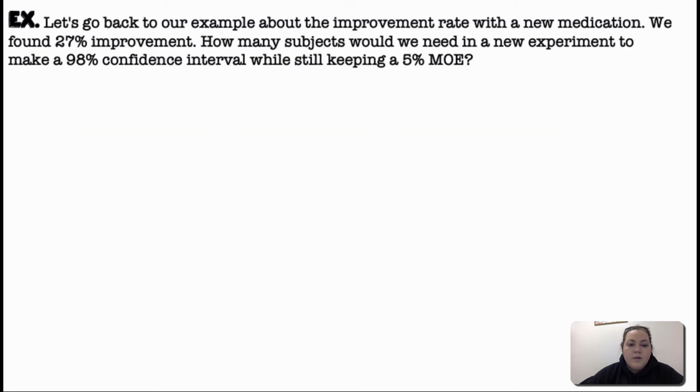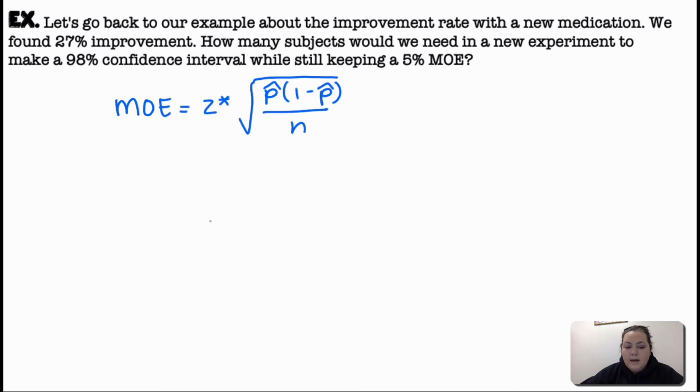All right, so let's go back to our example about improvement rates with a new medication. We found 27% improvement. How many subjects would we need in a new experiment to make a 98% confidence interval while still keeping a 5% margin of error? So if I know I want the margin of error to be 5%, the confidence level to be 98%, I want to know what is the sample size that I need.